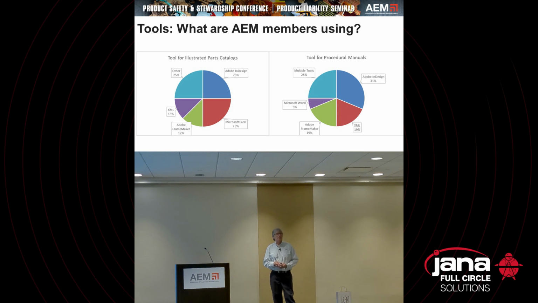So if you're part of the TechPubs committee, you saw this information that was presented last year, and it talks about what the different tools are that AEM members are using. This was part of the benchmarking subcommittee, and it looks like InDesign, Excel and FrameMaker is about two-thirds, 62%, and others 25%. Whereas the tools for procedural manuals, InDesign, FrameMaker, Word, very similar, XML, 19%. So invariably, what AEM members are using is tools that support PDF delivery.